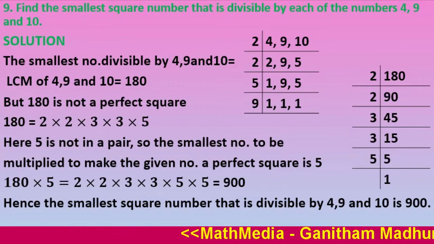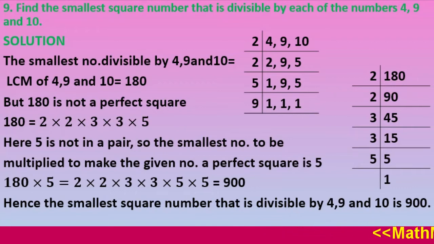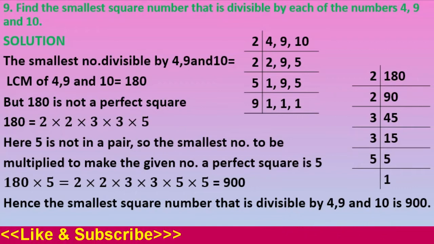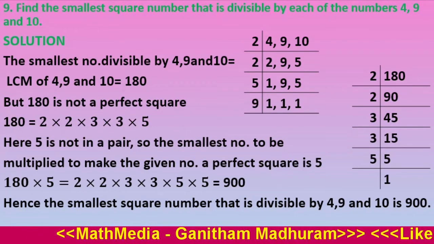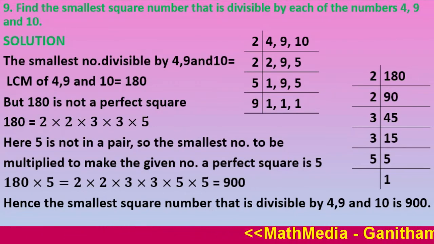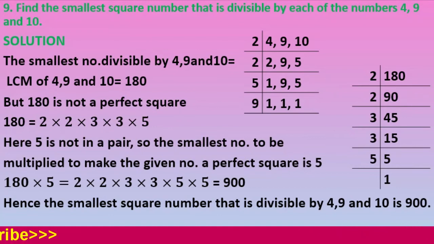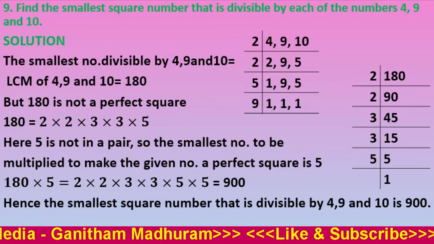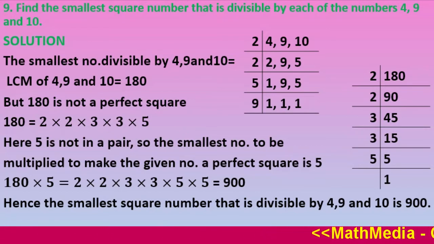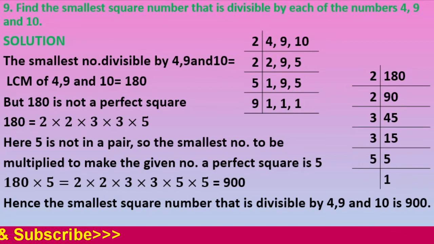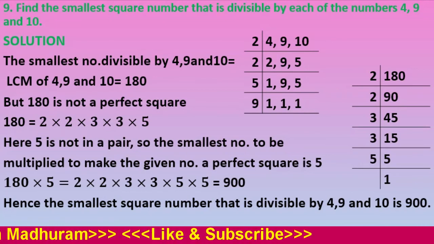That is, first you have to find the LCM of the given numbers. Observe whether the LCM is a perfect square or not. If it is a square number, then it is divisible by the given numbers. If it is not a perfect square, you find the smallest whole number to be multiplied to get a perfect square. You multiply with that number and you will get the square number.